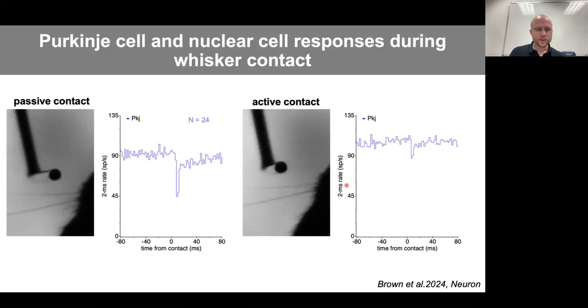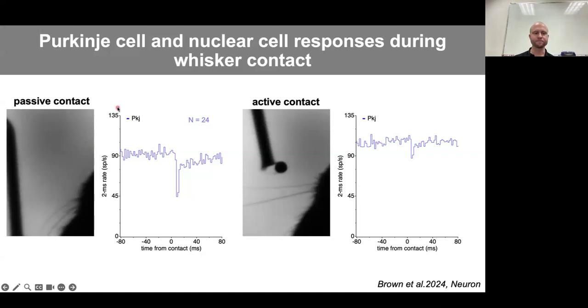Now, an air puff stimulus is actually not a whisker-specific stimulus, and it's not natural. And so what we wanted to do next, and this is from more recently published work that came out this year, is look at how these Purkinje cells in CRUS1 and CRUS2 respond to whisker-specific stimuli. The approach we took to do that was to contact the whiskers with a moving bar.